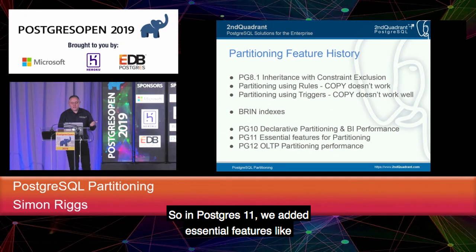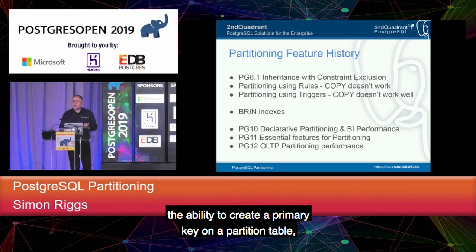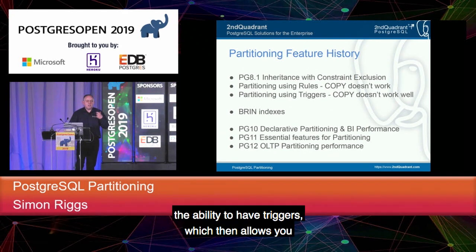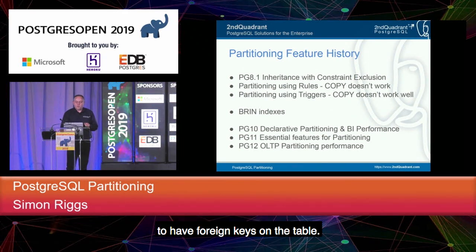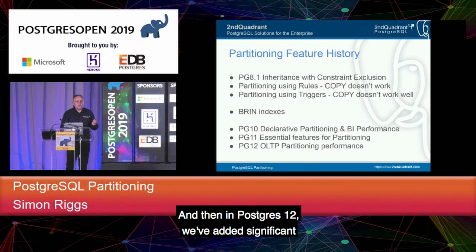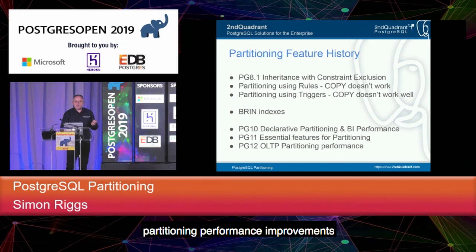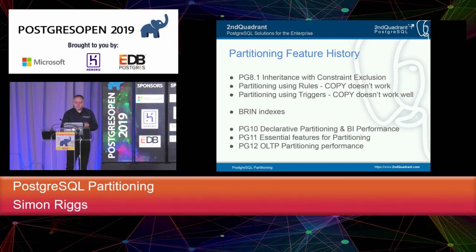So in Postgres 11, we added essential features like the ability to create a primary key on a partitioned table, the ability to have triggers, which then allows you to have foreign keys on the table. And then in Postgres 12, we've added significant partitioning performance improvements that make OLTP possible.